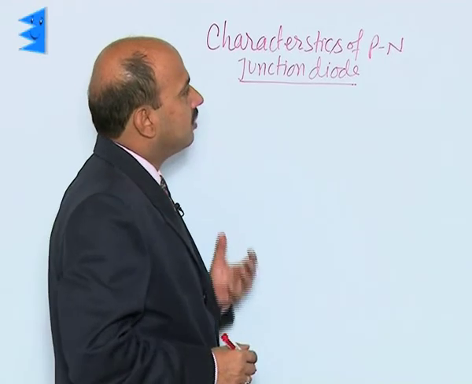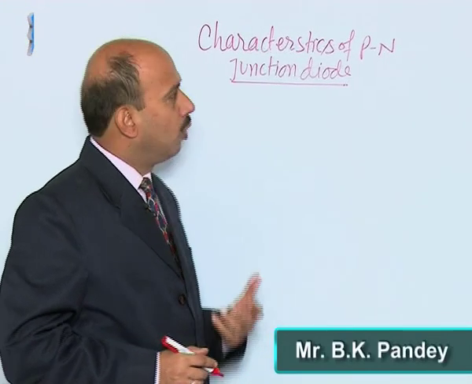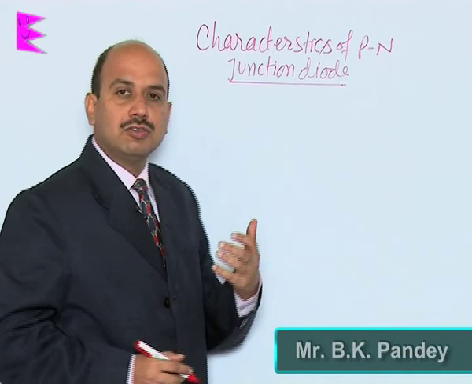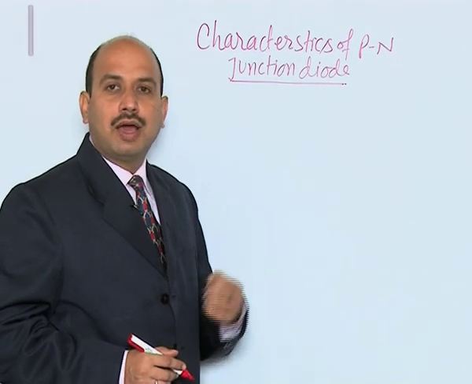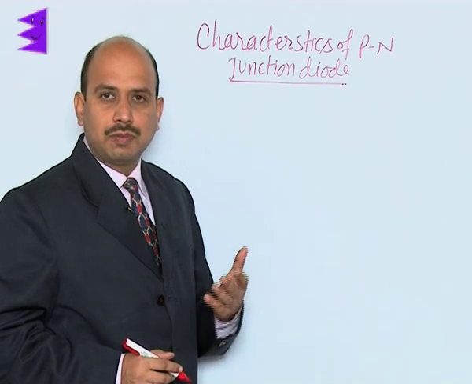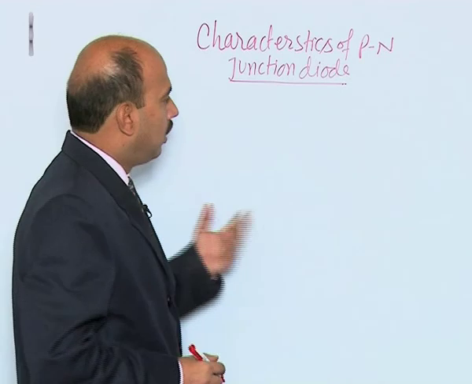Now see here, characteristics of the PN junction diode. So we have seen the biasing of the diode. Now we will be seeing the characteristics of the PN junction diode in forward and reverse bias. Basically, we have to see the IV characteristics, or IV graph, for the PN junction diode in both cases, forward and reverse bias. So let us see here.